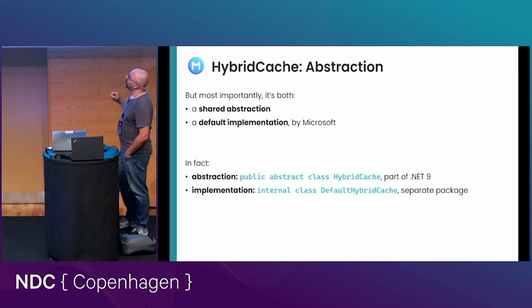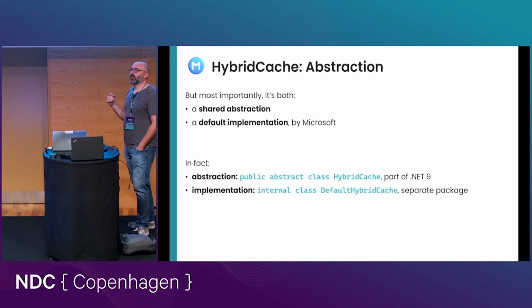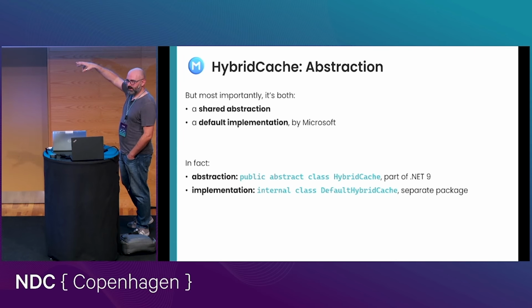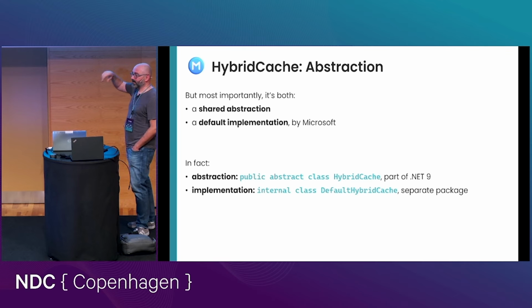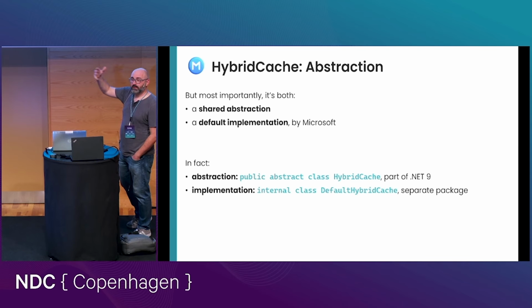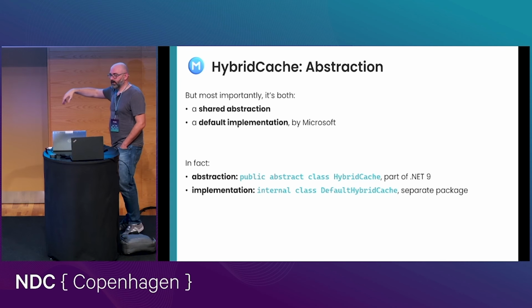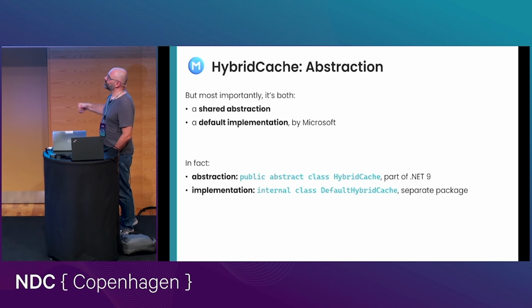The most important thing, in my opinion, is that they did not come up with just their own HybridCache library. I mean, they did, but not just that. It's a shared abstraction and a default implementation of that abstraction. But again, first and foremost, it's a shared abstraction, meaning other people can implement it. It's like saying, for example, IDistributedCache for distributed caches, it's an abstraction. It's not a concrete implementation. And then they also did the implementation.